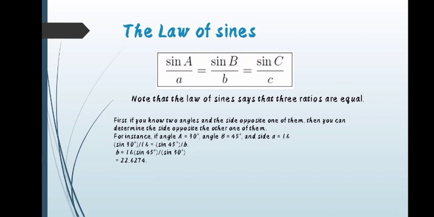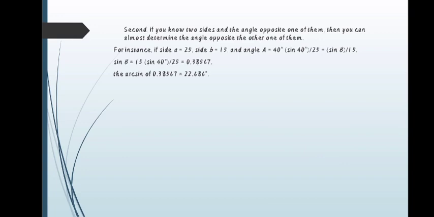For instance, if angle big A is equal to 30 degrees, angle big B is equal to 45 degrees, and side small a is equal to 16, so sine 30 degrees over 16 is equal to sine 45 degrees over b. b is equal to 16 times sine 45 degrees over sine 30 degrees, which is equal to 22.6274.